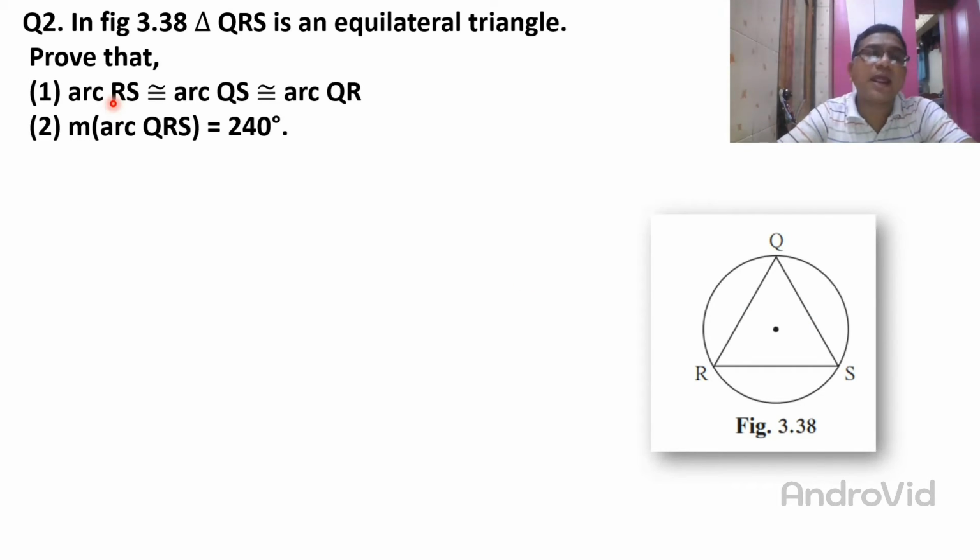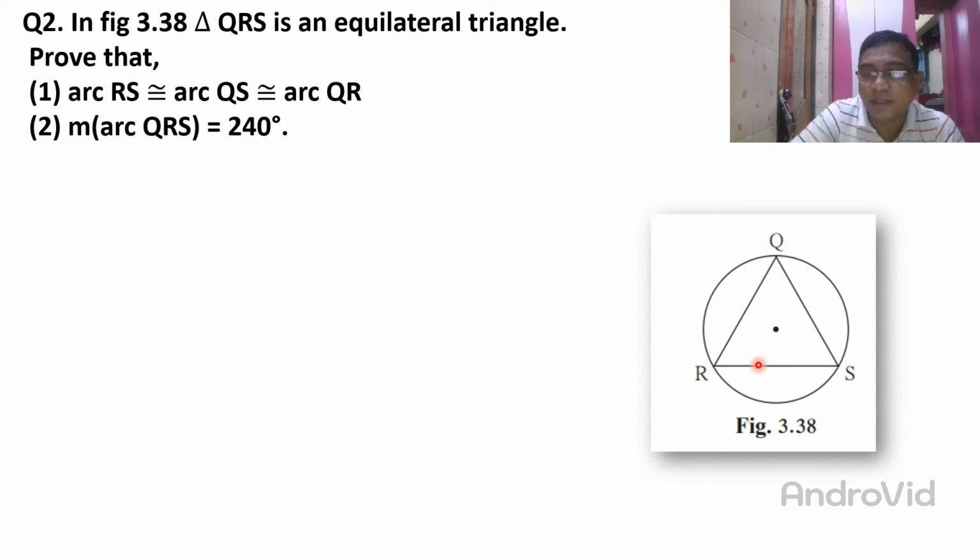You want to prove that arc RS is congruent to arc QS, congruent to arc QR, and second, you want to prove that major arc QRS is 240 degrees. First you want to find arc RS. See, this is the arc RS. You want to find QS and QR, meaning you want to show that these three arcs are congruent.